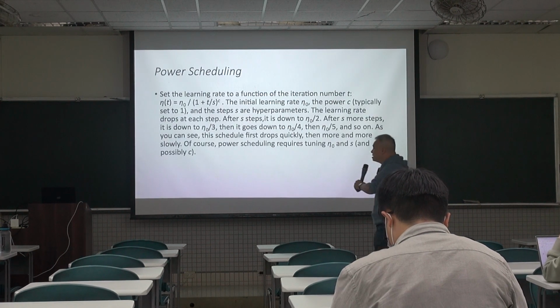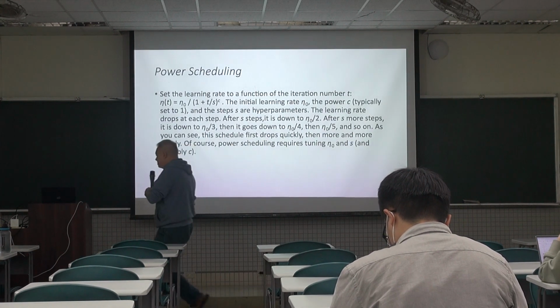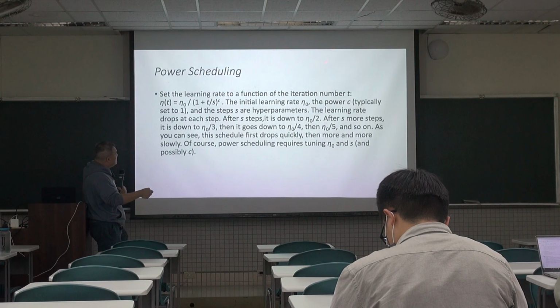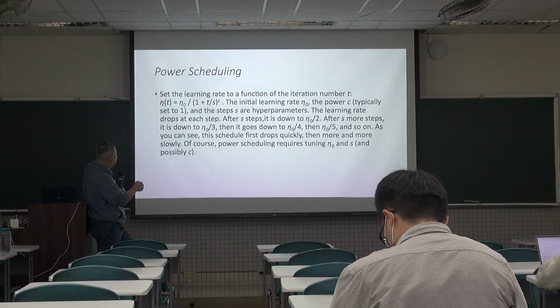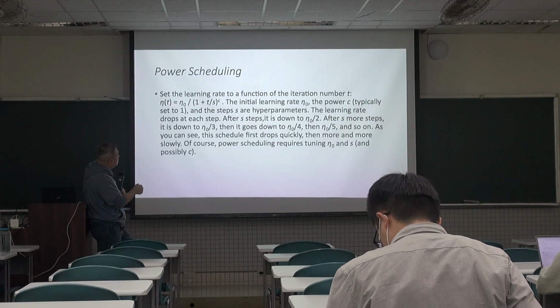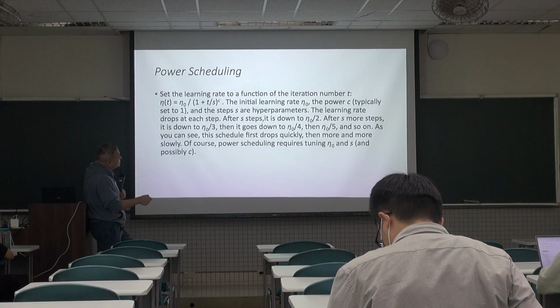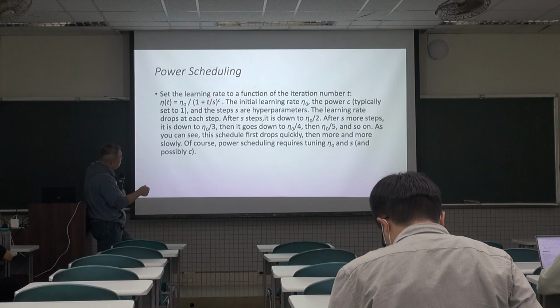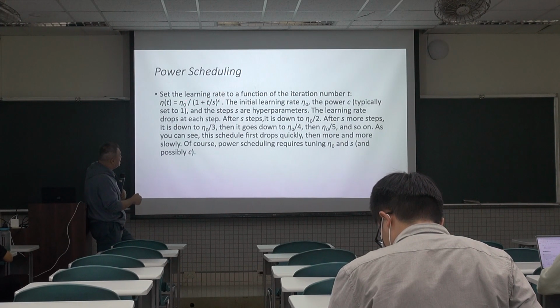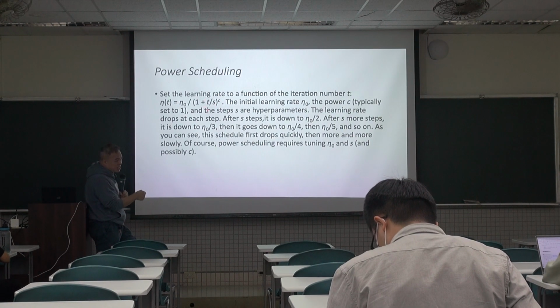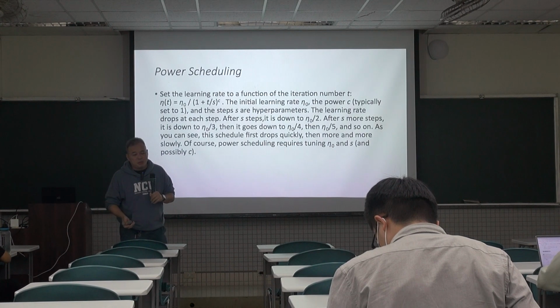The first one is called power scheduling. The formula that we use is something like this: eta is a function of t, where t represents the iteration number. So eta t is eta 0 divided by (1 plus t over s) to the power of c. You can see there are several hyperparameters here. The first one is eta 0, the second one is s, the third one is c. Oh, t is not a hyperparameter, because t represents the number of iterations.